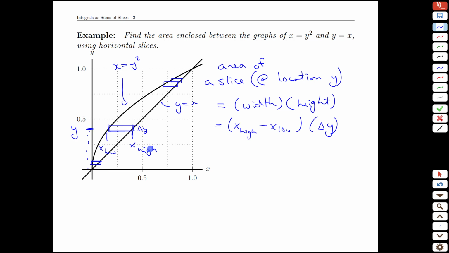So if that makes sense, then the next challenge is to bring it back to the formulas. x high is the x value on the line y equals x. Well, if x is equal to y, and we want to find this at a location y, we're going to do that through a little conversion. Let's do this explicitly here.